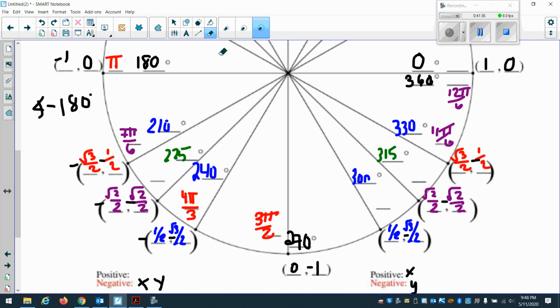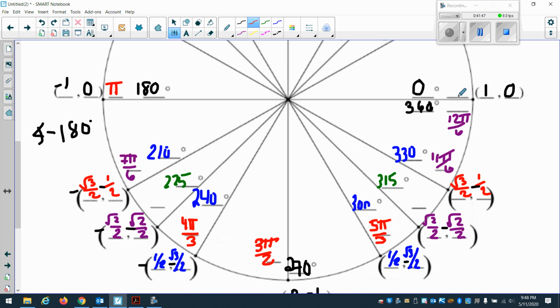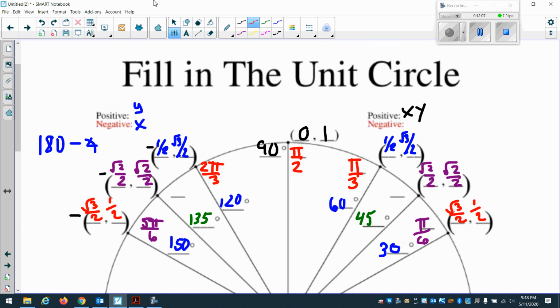10 pi over 6 reduces to 5 pi over 3. And 12 pi over 6 is rounding off. Oh, we have 5 pi over 3, then 11 pi over 6, then 2 pi. Fix that for you. Okay, so we went through and did all 30 degrees.